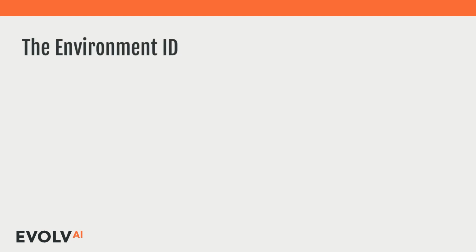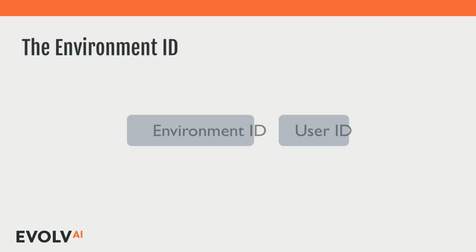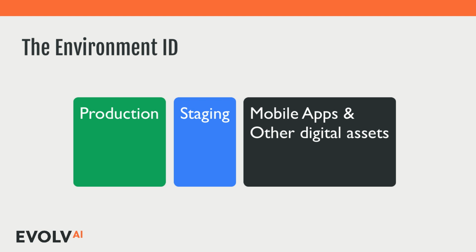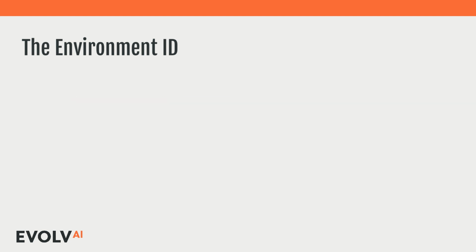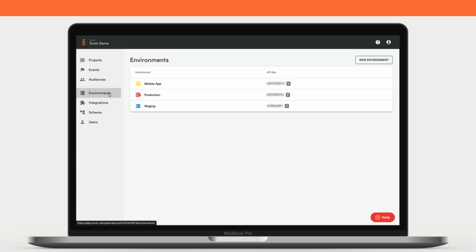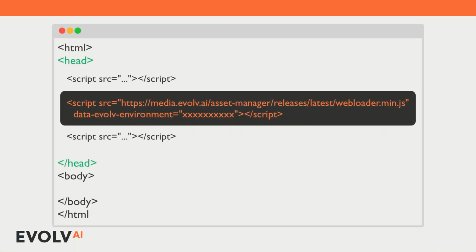There are two things the Asset Manager needs to work: an environment ID and a user ID. You can think of environments as containers for your optimization projects. You can create environments for production or staging websites, mobile apps, or other digital assets where Evolv AI will run. To find your environment ID, log into the Evolv AI Manager and select the Environments option. Find the environment you want to use and copy the API key. Update the value for the data-evolv-environment attribute in the script tag, and you're all set.